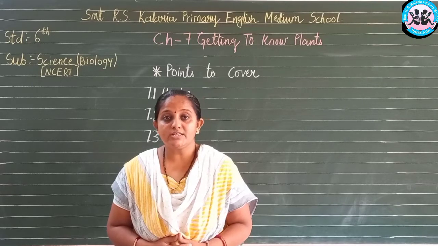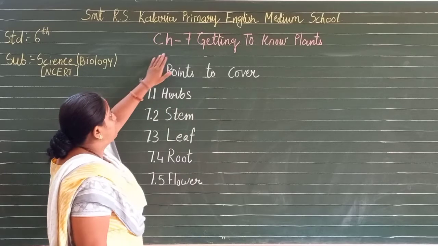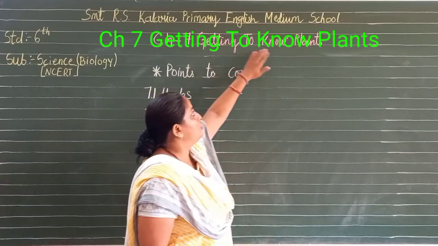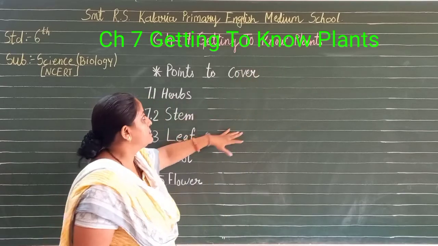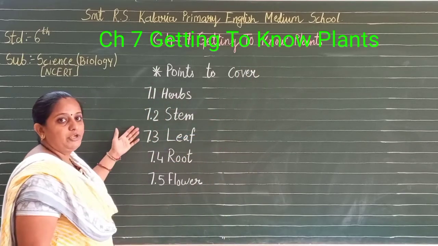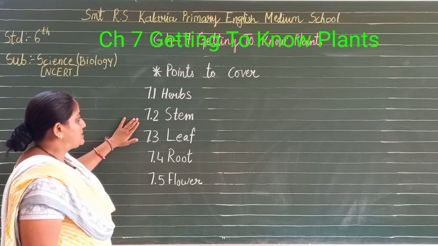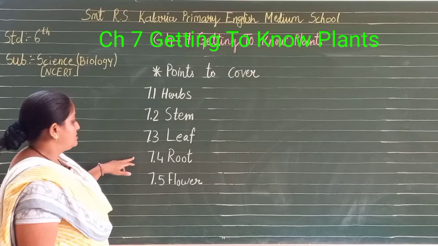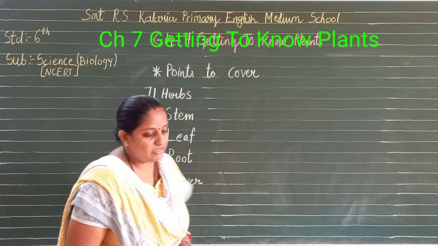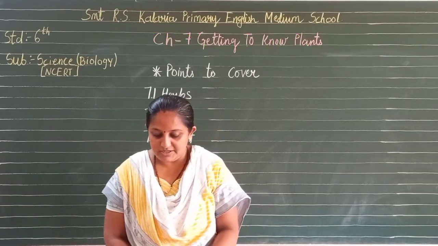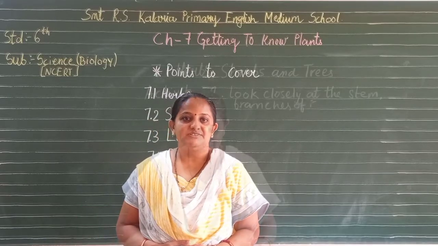Today we are going to understand standard 6 NCERT Science Biology chapter number 7, Getting to Know Plants. In this chapter we are going to understand about plants, and these are the topics which we are going to cover: 7.1 Herbs, 7.2 Stem, 7.3 Leaf, 7.4 Root, 7.5 Flowers. So let's get started with this chapter.